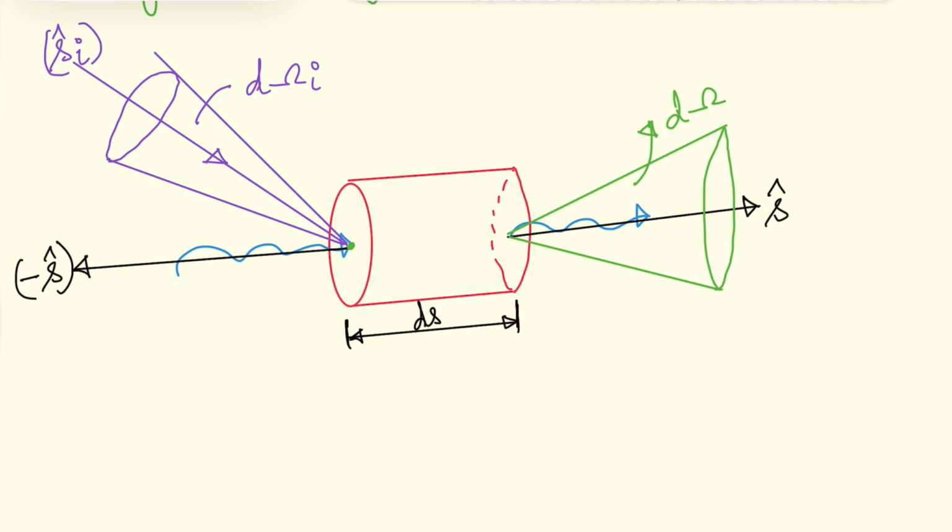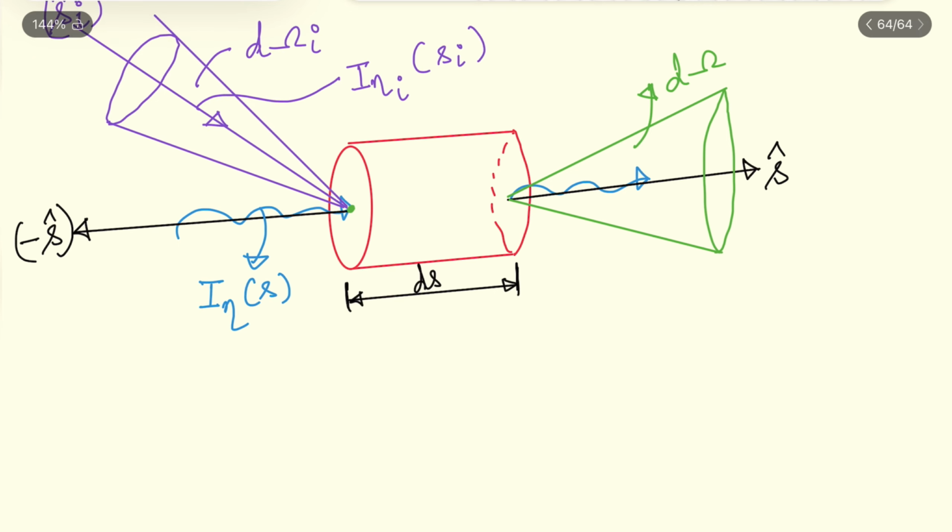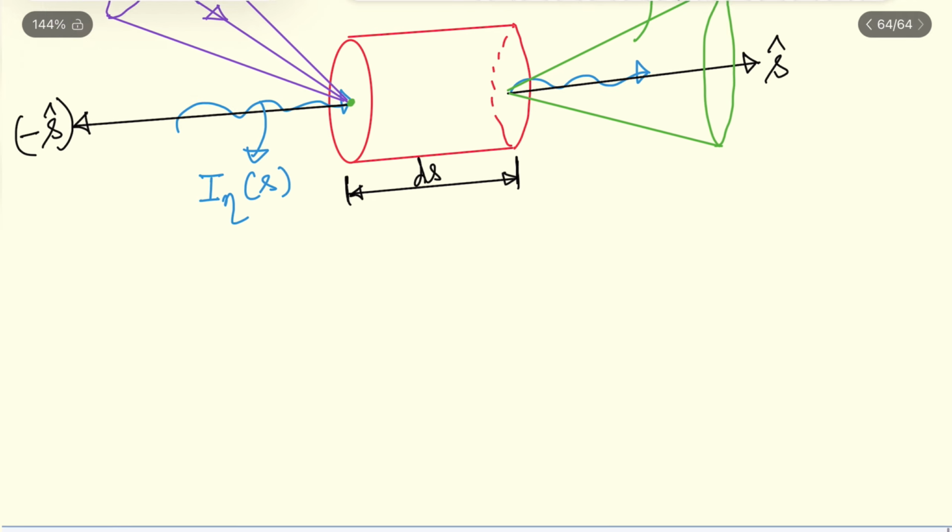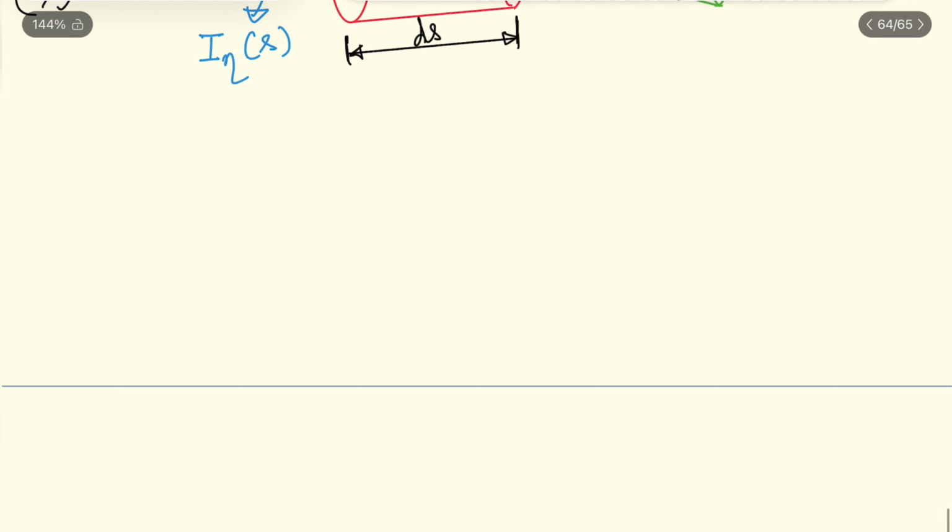So here I will write this as, so this blue thing is nothing but my I eta at a position S, and this violet ray I will term as I eta I, but that is a function of SI. Okay. So now I need to find what? First I need to find how much energy. So let us first build a roadmap.